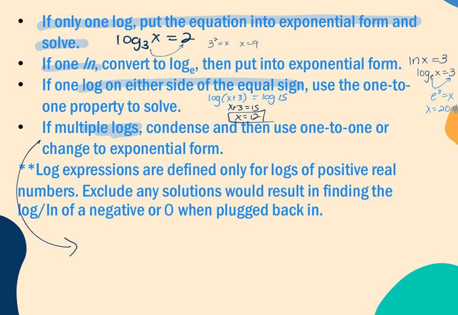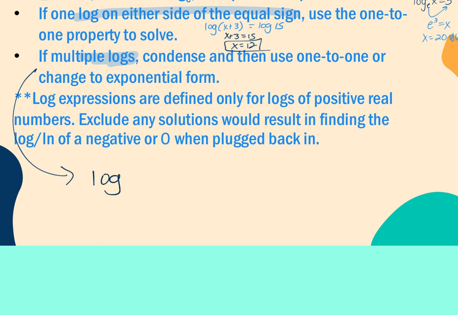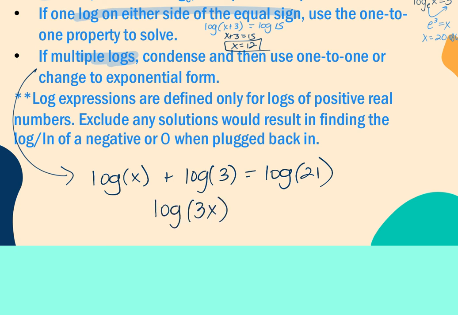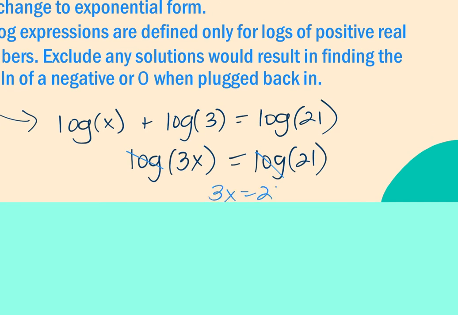So that would look like this. Log, let's say, of x plus log of 3 equals, and this could either be a number or another log. So we'll do both. It would be like log of 21. So I've got two logs on one side of my equal sign. The first thing we do is condense. If it's addition, it condenses to what? Multiplication. So this would be log of 3x equals log of 21. Same log on either side of the equal sign. So one-to-one property tells me I can totally ignore it. And I get 3x equals 21. Divide by 3. And x is 7.